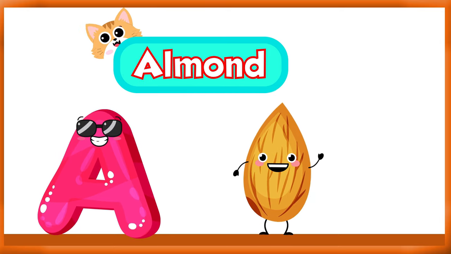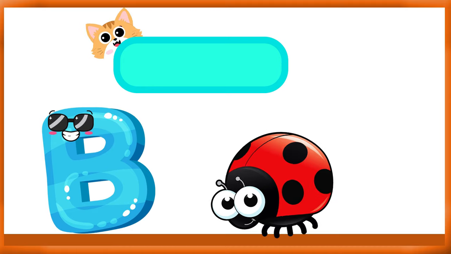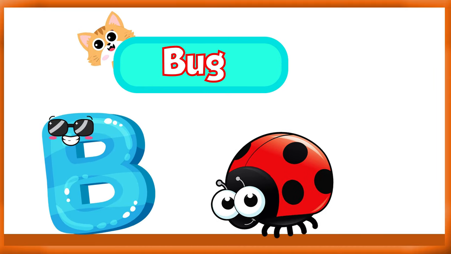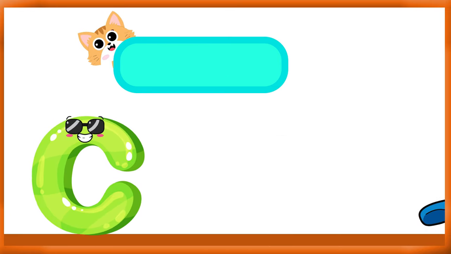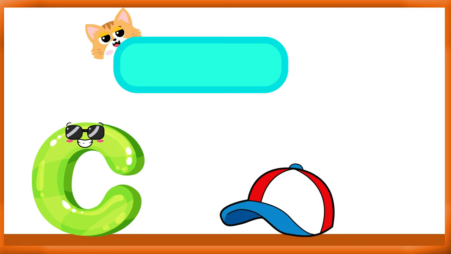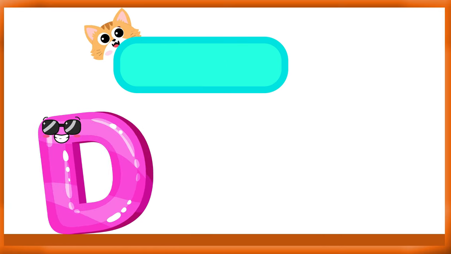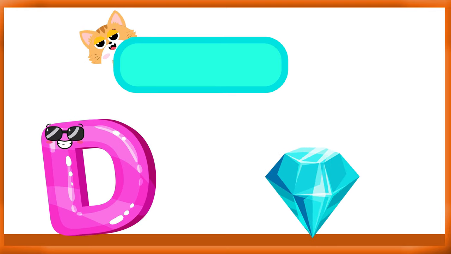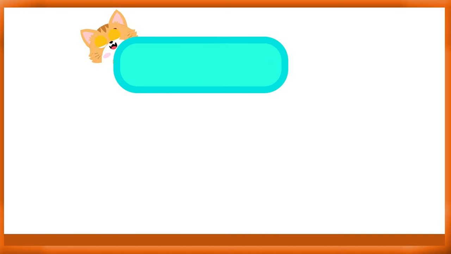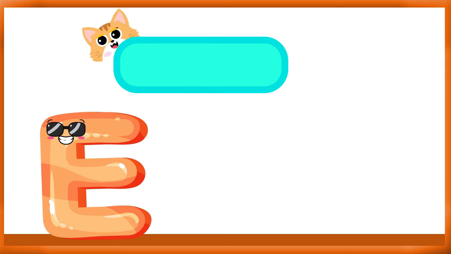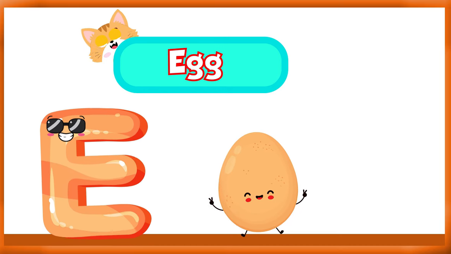Almond. Here comes the letter B. Bug. Here comes the letter C. Cap. Here comes the letter D. D, diamond. Here comes the letter E. E, egg.